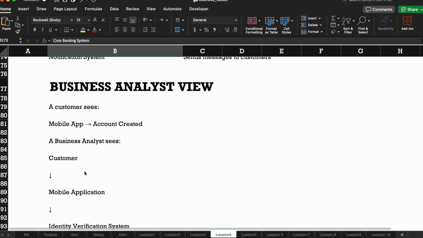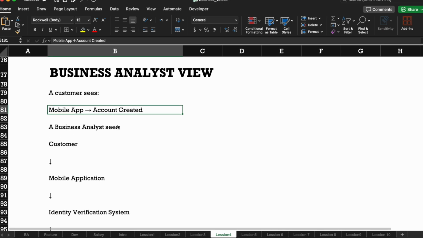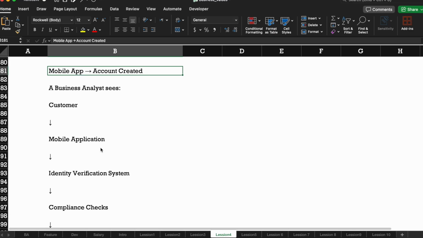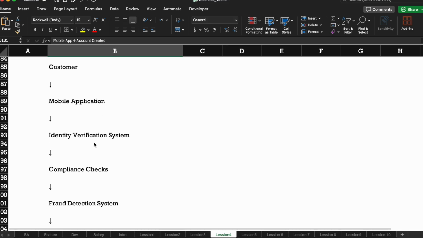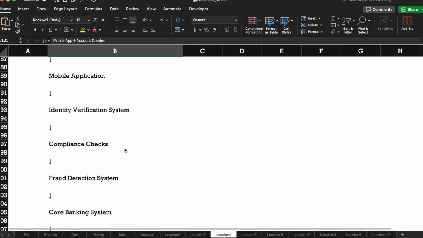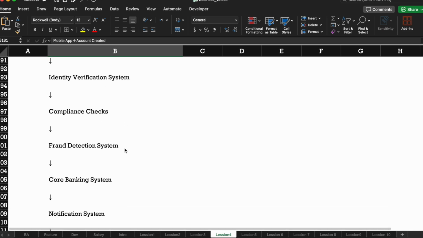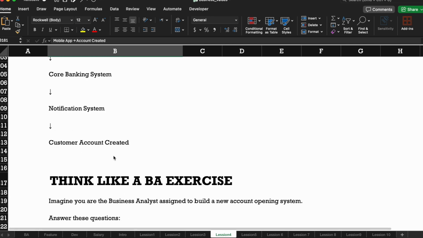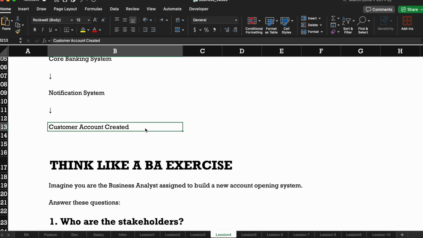Okay, so the business analyst view: a customer sees in the mobile app that the account is created. A business analyst sees the flow: mobile application, identity verification system, compliance check, fraud detection system, core banking system, notification system, and the customer account is created. This is the flow, right?